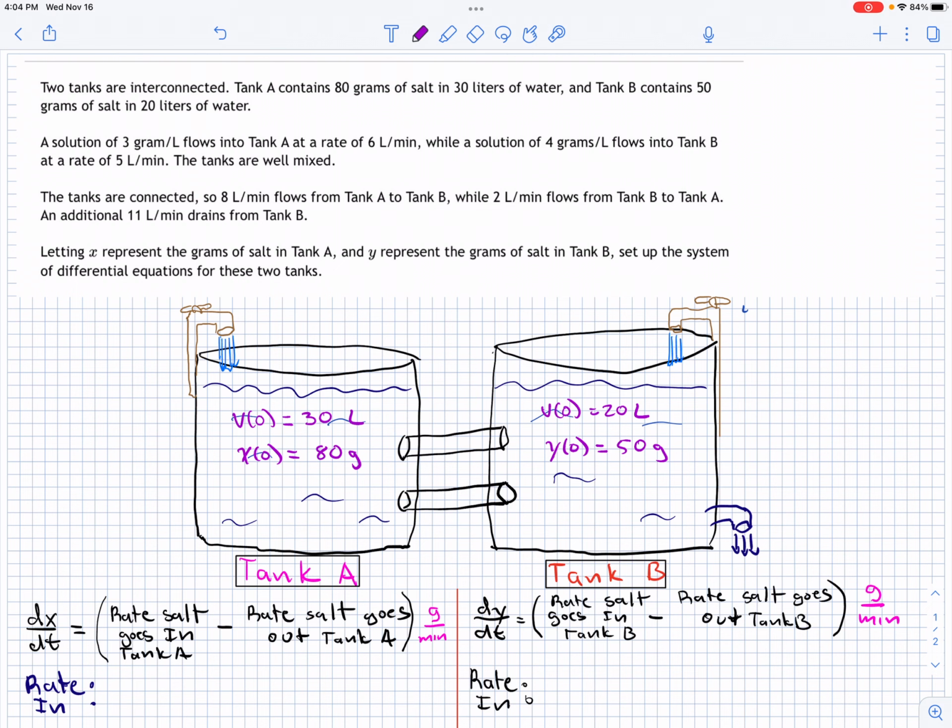And also in this diagram, we're told a solution is flowing in tank A at 3 grams per liter, and it's going in at 6 liters per minute. We're told in tank B, a solution of 4 grams per liter is going in at a rate of 5 liters per minute.